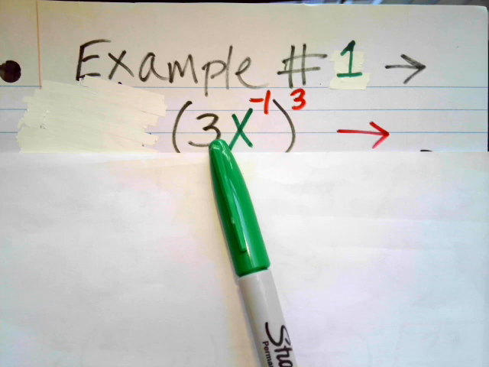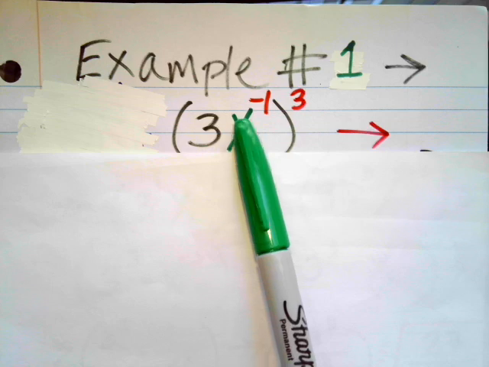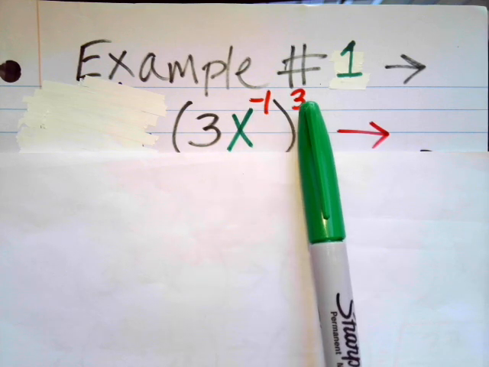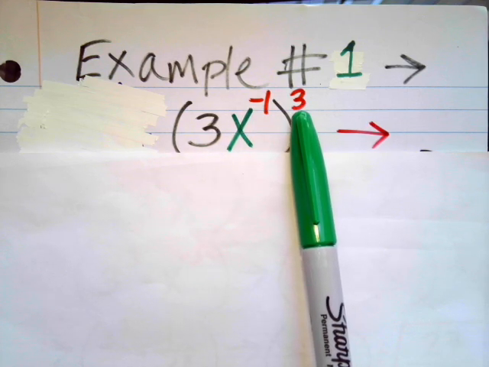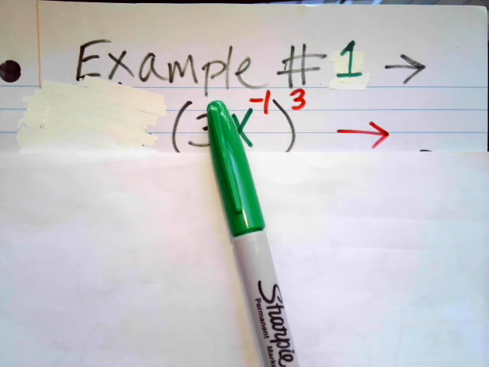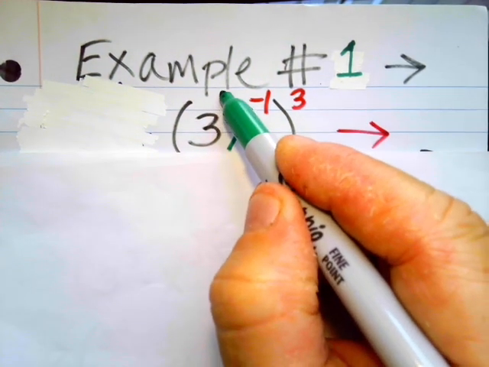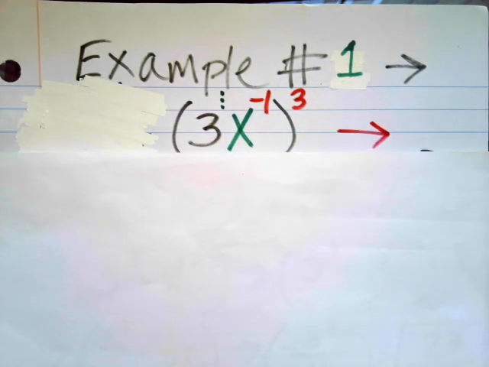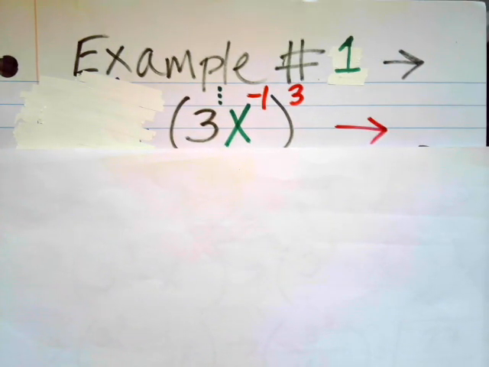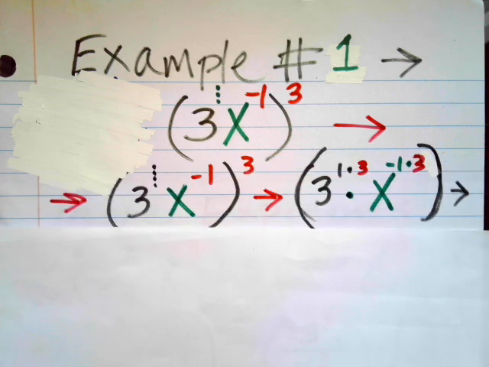In example number 1, we have 3x to the negative 1 power, raised to a power of 3. The rule is that you can multiply these powers. Remember, there's an invisible one with this coefficient of 3. I show you that there. If you're unfamiliar with the invisible ones, take a look at that video. It's very important you understand. It clarifies a lot of what we need to do with each step by step.